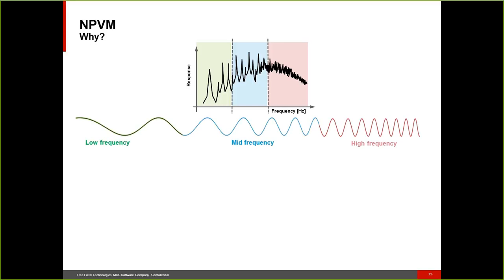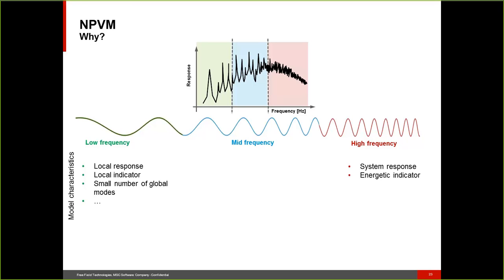Now, in terms of model characteristics, at low frequency, we are typically looking at local response thanks to local indicators. So for instance, the acceleration at one particular point on a structure. In addition to that, we do have a small number of global modes. On the opposite side, at high frequency, we are used to looking at system level response thanks to energetic indicators. For instance, the average vibration levels on a plate. And in addition to that, we do have a large number of local modes.